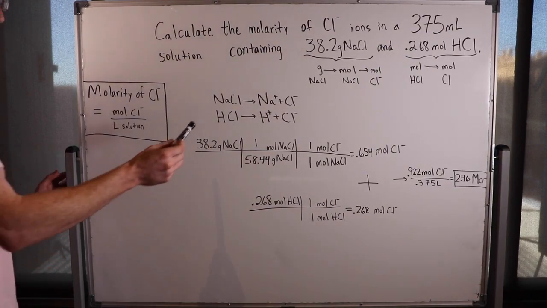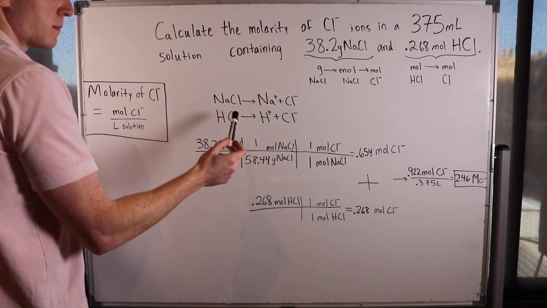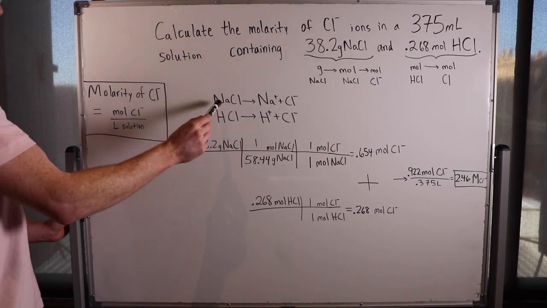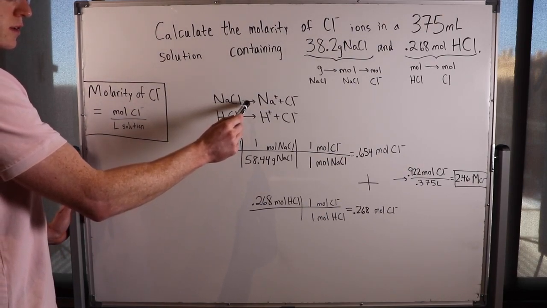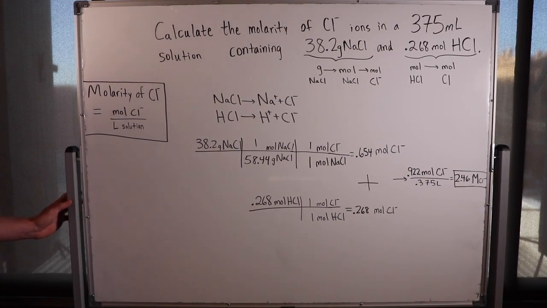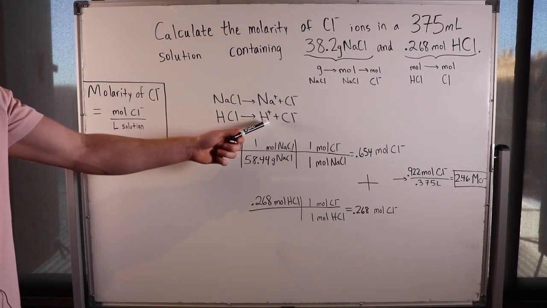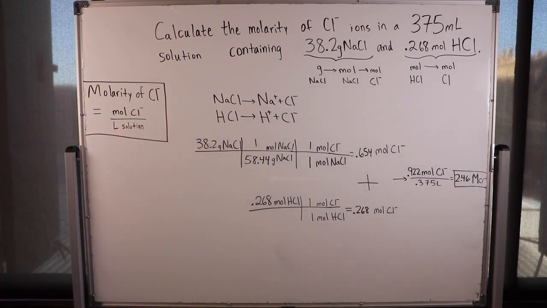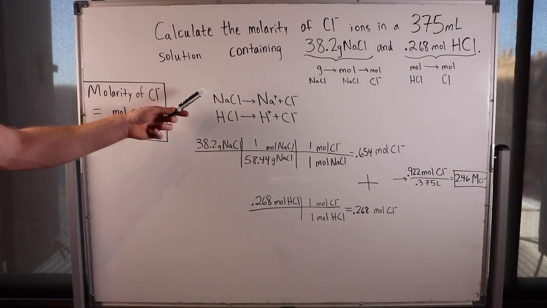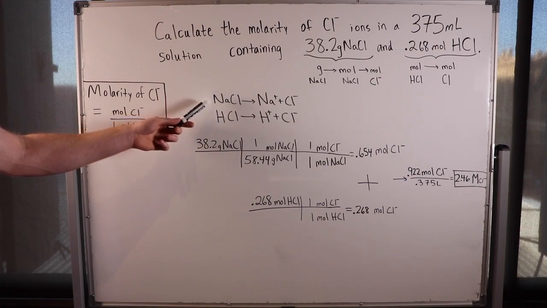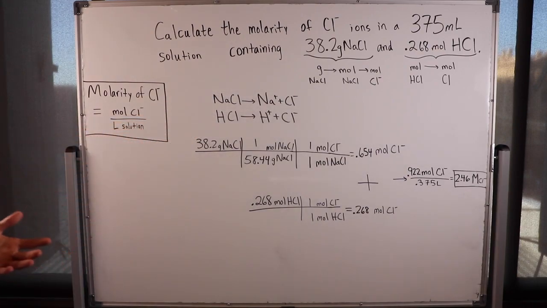So the first thing you should do is write out these reactions and show how sodium chloride, or NaCl, dissociates into sodium and chloride ions, and then HCl dissociates into H plus and chloride ion. You should also remember that sodium chloride is a soluble salt and HCl is a strong acid.